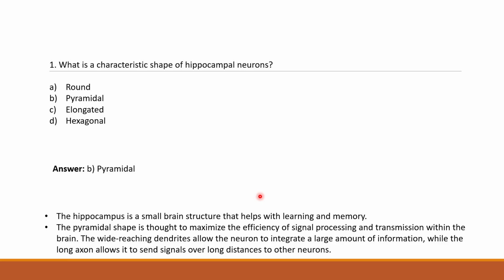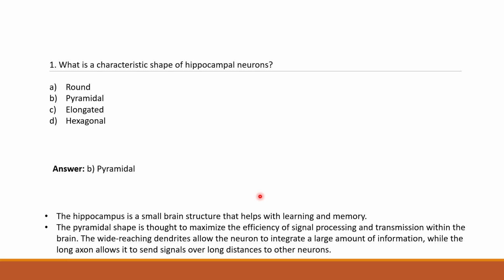The pyramidal shape of the neuron in the hippocampus is thought to maximize the efficiency of signal processing and transmission within the brain. Every neuron has a particular shape. Few neurons are smaller in size, few neurons are very long. You can Google the length of the largest neuron in humans. So every neuron has shapes and sizes varying according to its function. So the pyramidal shape is to maximize the efficiency of signal processing and transmission.